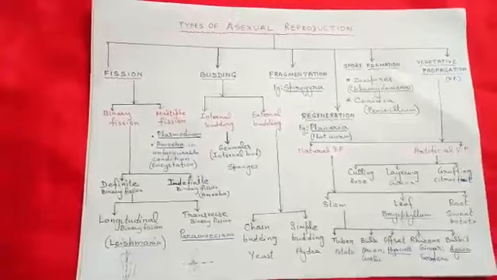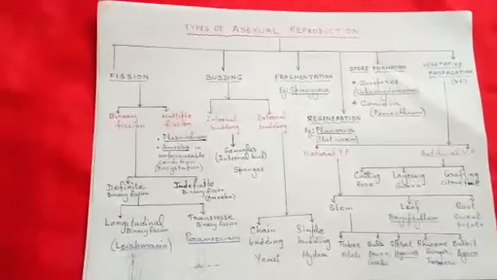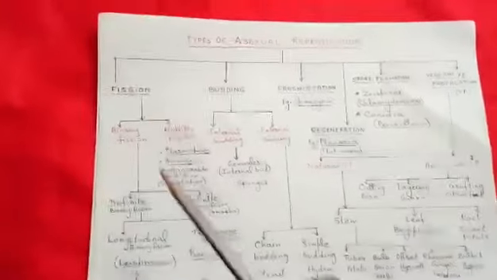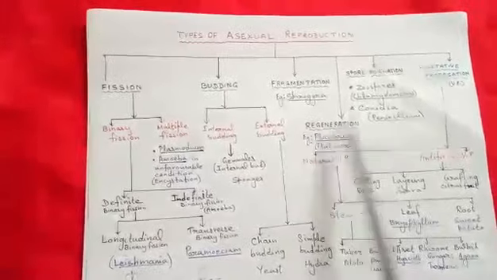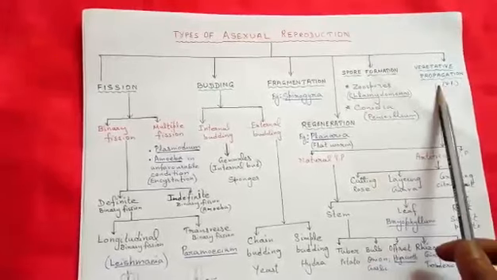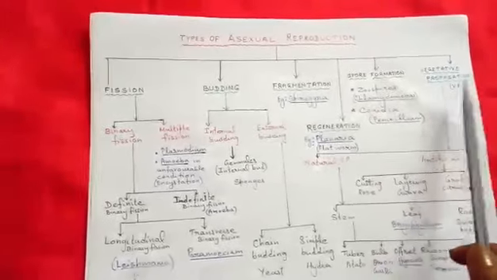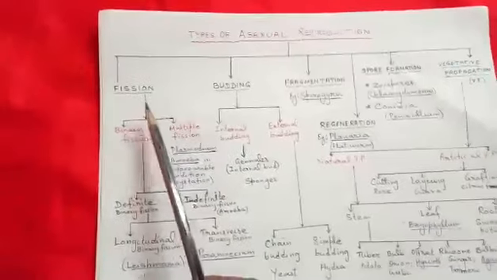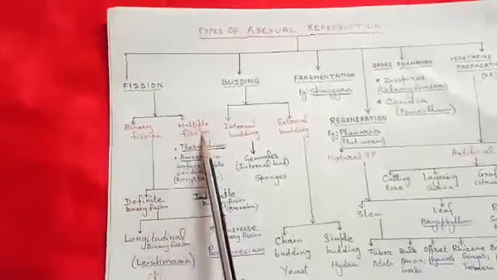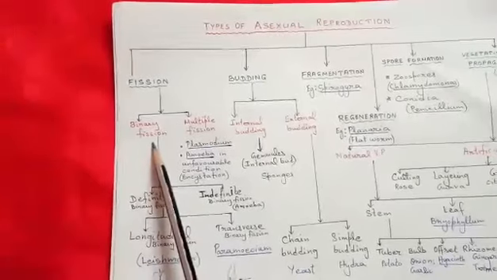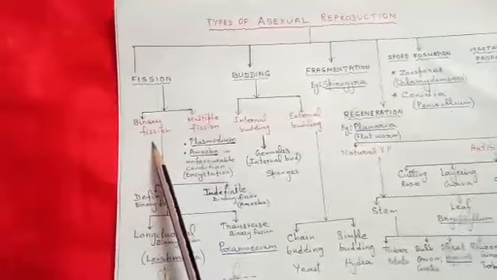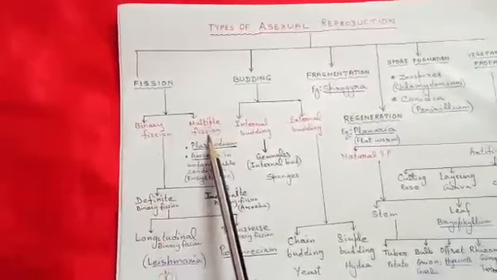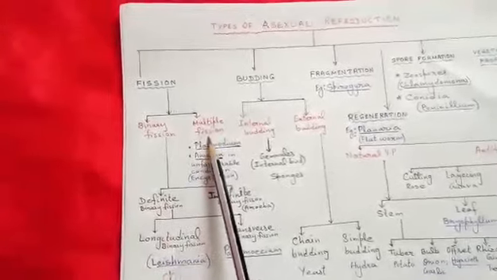Now I have made a flow chart for you, from where you can easily understand. The types of asexual reproduction mainly are fission, budding, fragmentation, regeneration, spore formation, vegetative propagation. Now you can see fission, which consists of binary as well as multiple fission. Binary fission you can understand when one mother cell gives rise to 2 daughter cells, and multiple fission where the mother cell is giving rise to many daughter cells.